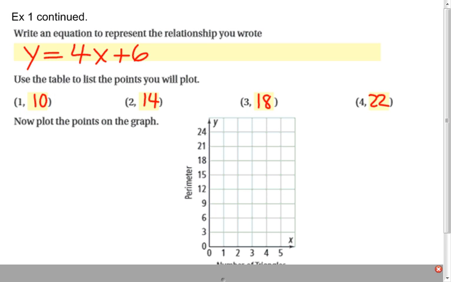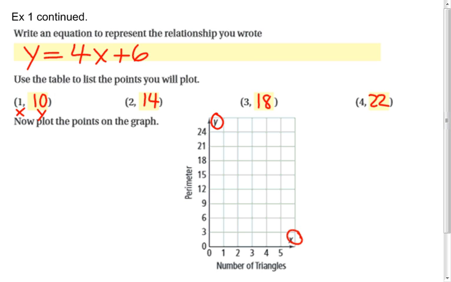Now, I have to put those ordered pairs on the graph. So, x comes first, then y. X is on the bottom, y is on the top. So I need to plot the point (1, 10). Here's 1, 10. 10 would be right about there because it's in between 9 and 12. 2 and 14 would be about there, just a little bit less than 15. 3 and 18 would go there. 4 and 22 would go there. Okay?